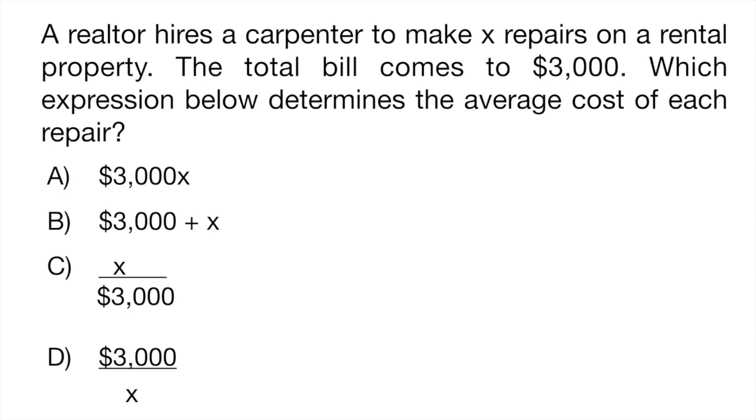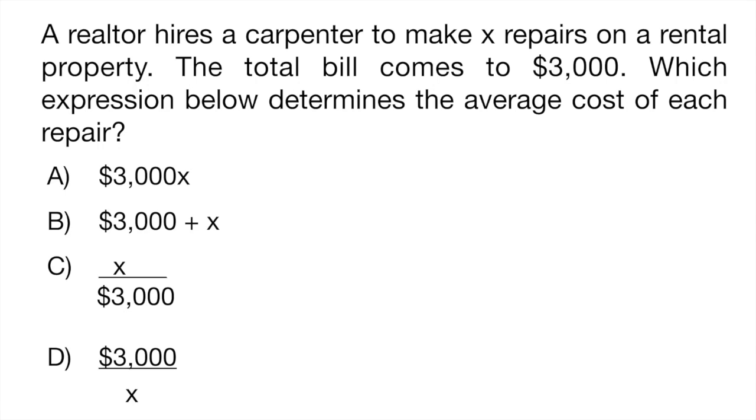So it says, a realtor hires a carpenter to make X number of repairs. Okay, so we don't know what X number of repairs means. That could be 5 repairs, it could be 27, it could be 169. All right, on a rental property. The total bill comes to $3,000. Which of the expressions below determines the average cost of each repair?